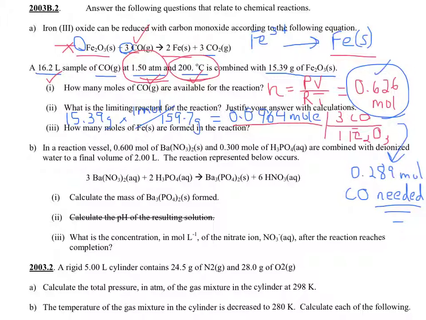In part 3 of part A, we want to know how many moles of iron metal, that's one of the products, is formed in the reaction. Well, again, this is some simple stoichiometry.